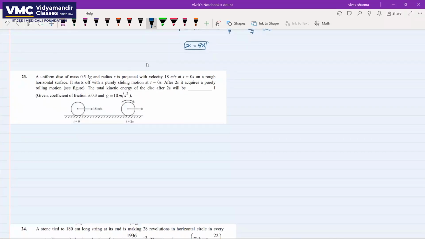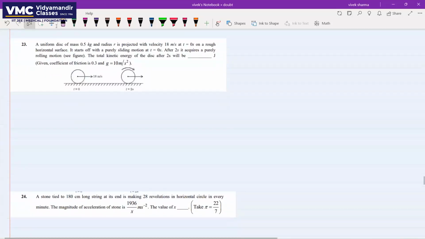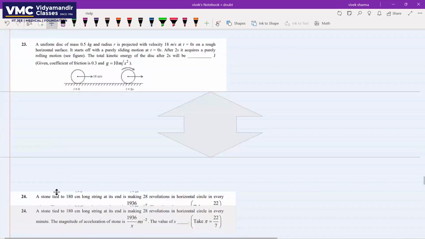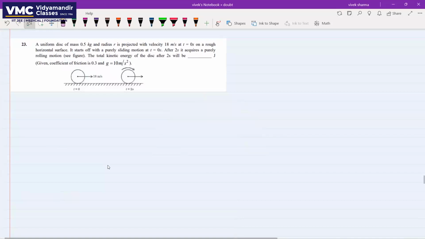Question number 23 rotation का question है. Here a uniform disk of mass 0.5 kilogram and radius r is projected with velocity say v naught 18 meter per second. So initial velocity it is v naught, and when it starts pure rolling, say its velocity is v and angular velocity is omega. As it pure rolls, so v must be equal to r omega.